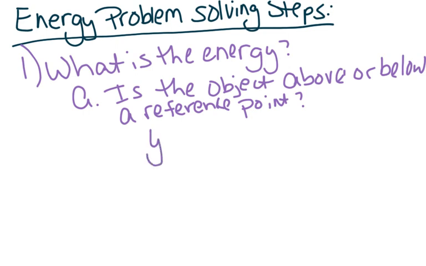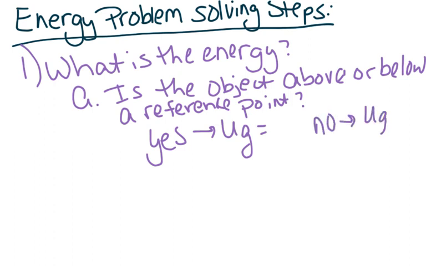If yes, then you have gravitational potential energy. And we're going to give you an equation for that, but we're going to do that next time. If it's no, then there is no gravitational potential energy, okay? So, if there's no gravitational potential energy, the height is 0. If there is gravitational potential energy, the height is not 0.